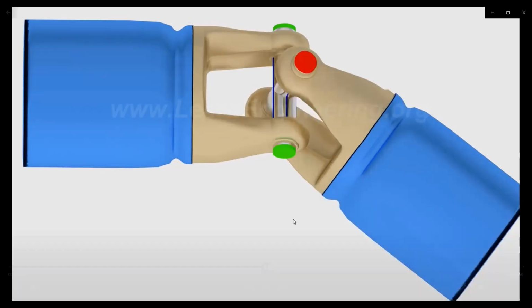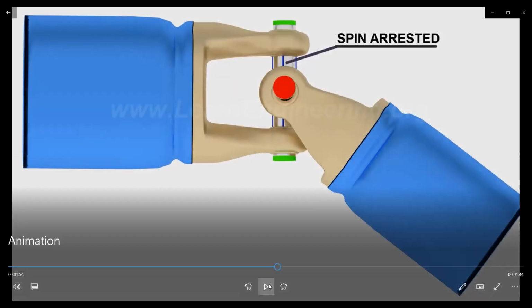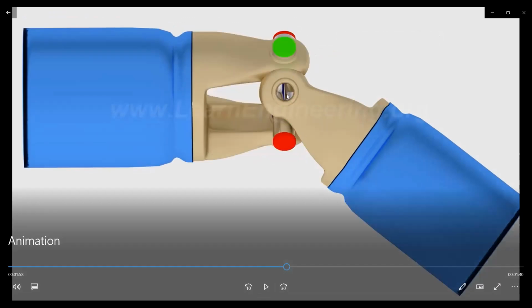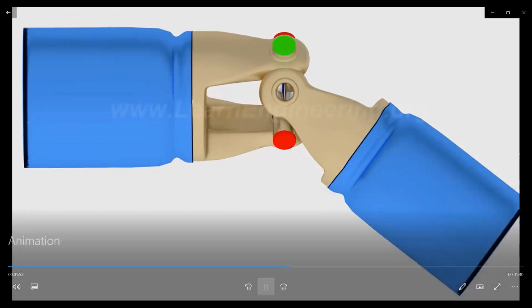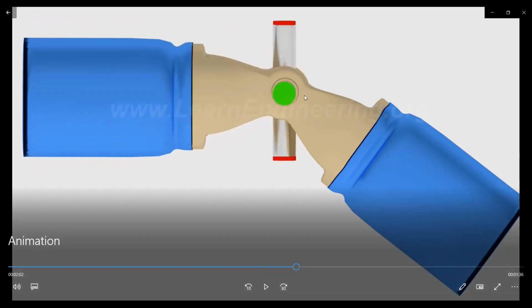Let's have a look at this hypothetical animation where the spin of the green axis is halted. It is clear that if the spin is halted, meaning if you prevent it from spinning, then the motion of the inclined hook joint is impossible. The motion of the inclined shaft will be impossible because it cannot rotate in that plane. Okay, are you getting it?